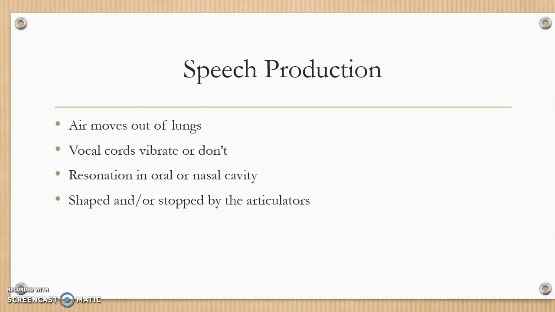So, a quick condensing of speech production. Air comes out of the lungs, and the vocal folds vibrate or they don't. Resonation occurs in the oral or nasal cavity, and then the sound is shaped or stopped by the different articulators.